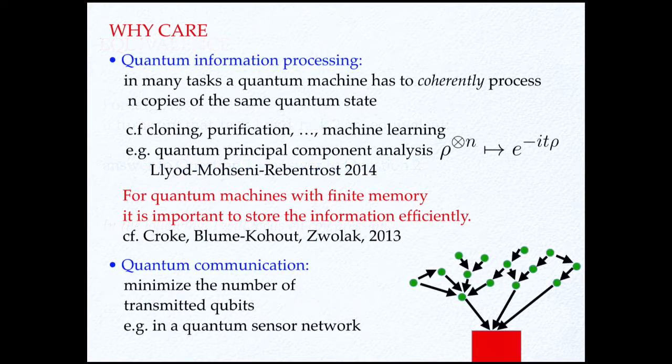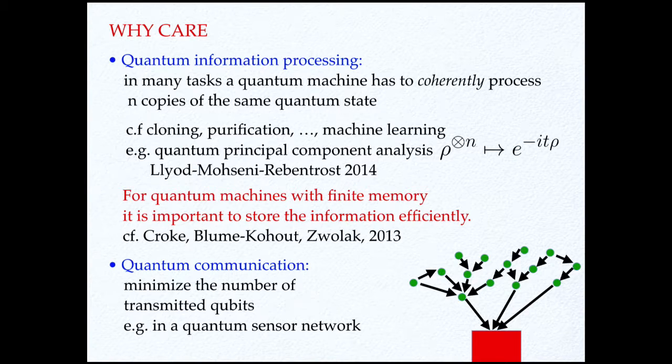So why do we care about this? Well, for many reasons. One is that many problems in quantum information processing, like optimal cloning or optimal purification, even state discrimination, and most recently machine learning, use as input data many copies of the same quantum state. And the goal of the game is to use these copies coherently, not just to measure them, but to do some coherent operation on the input copies.